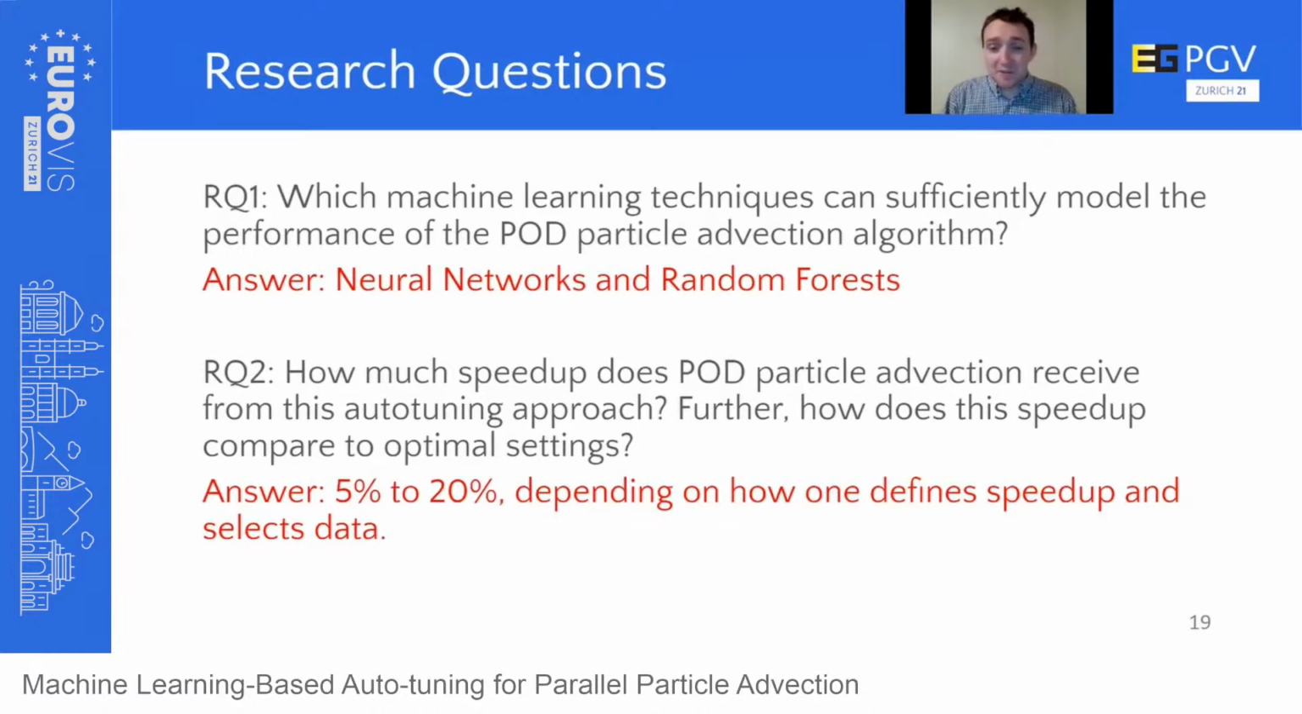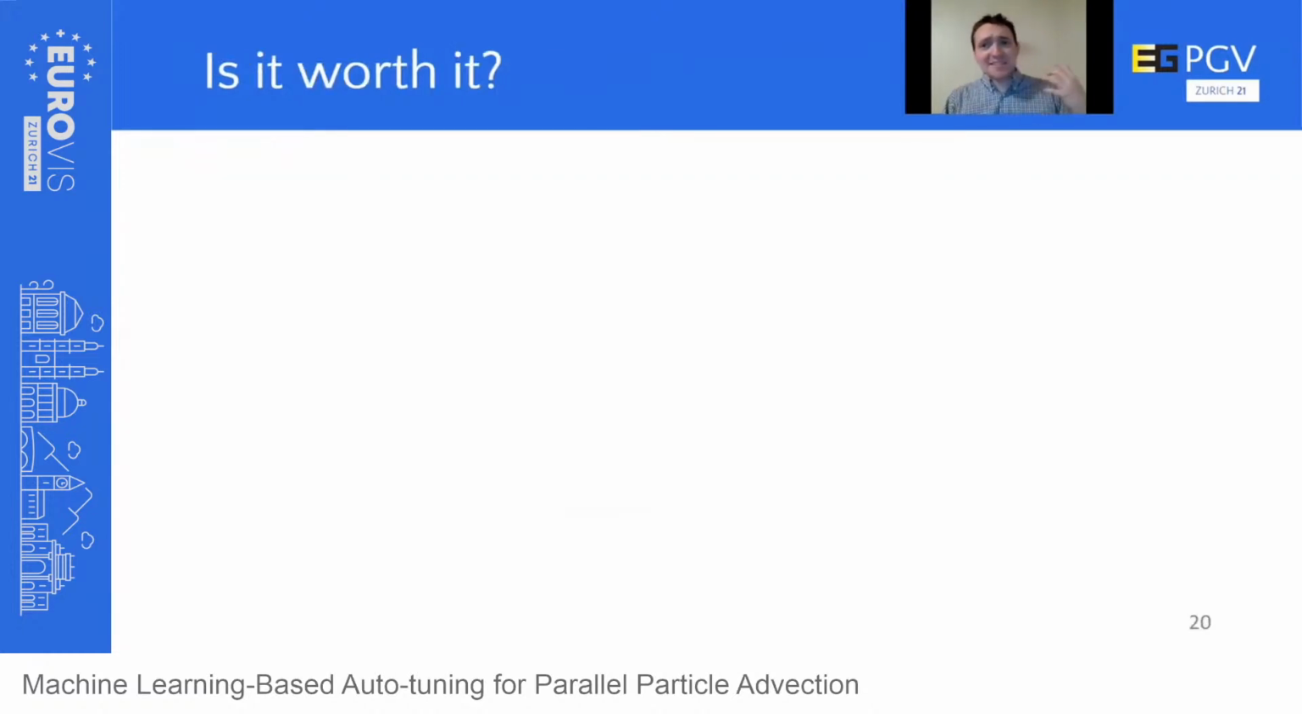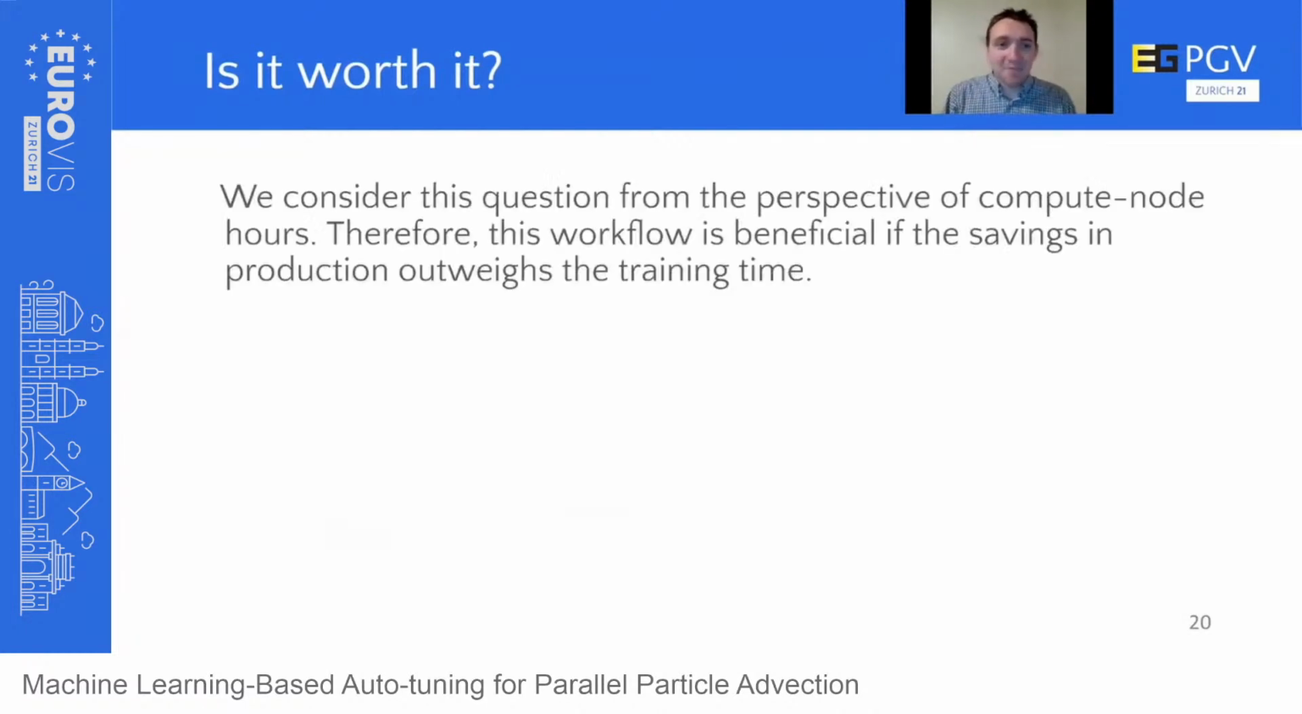We're achieving most of the available gains still left. But this leads to another question: is it worth it at the end of the day? One way that we thought about this is in terms of compute node hours. This workflow of doing all this training and getting all this potential speed up is only beneficial if our production gains outweigh the amount of time that it took to amass this training data and then train these models.